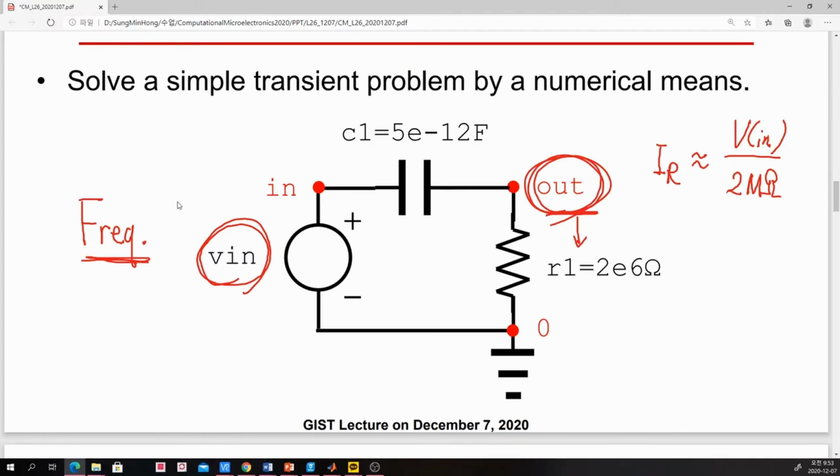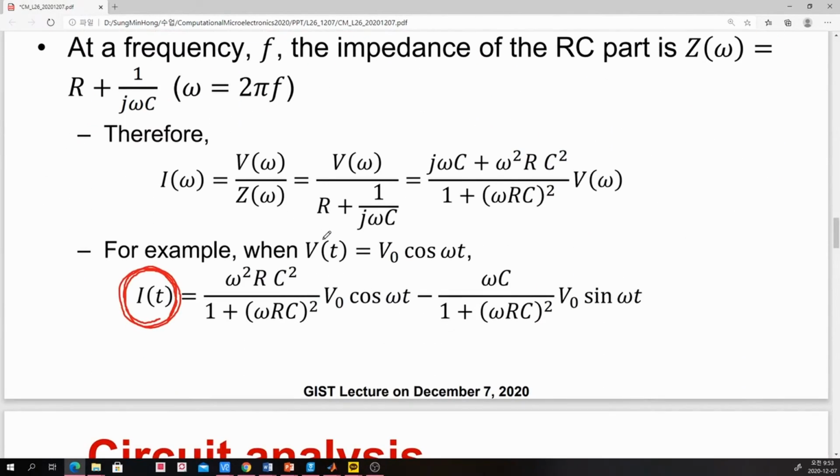If we go to really high frequency, then the capacitor will give us almost vanishingly small impedance. So this one becomes just a resistive circuit. So let's go to our expression for I of t.